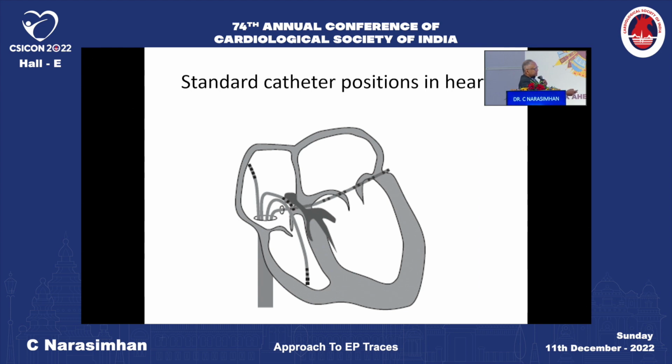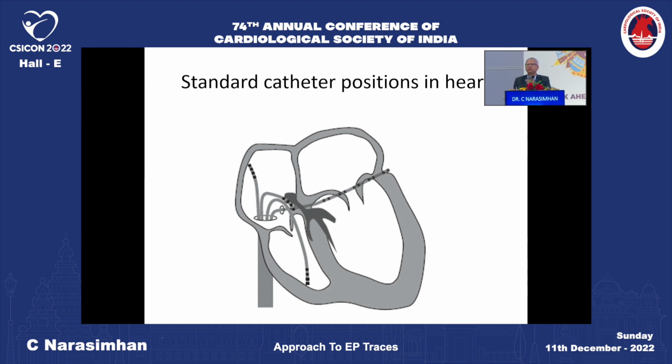And conventionally, we place the electrodes. This is a cartoon showing the high right atrium, the region of the right tricuspid valve to look at the His bundle activation, along the mitral annulus where we place it along the coronary sinus. So globally, you will know what is happening depending on the area of interest.